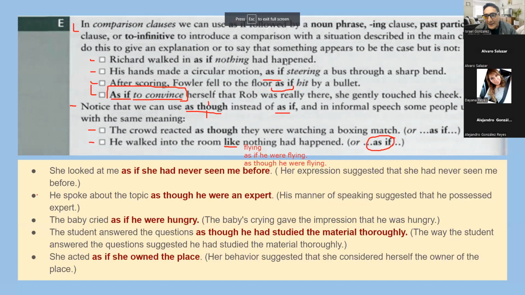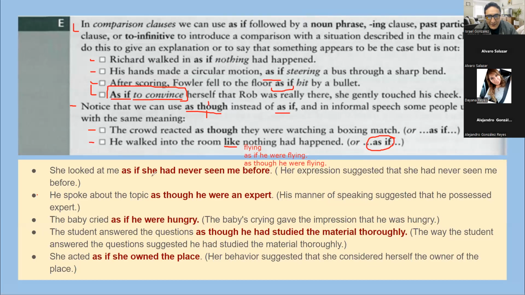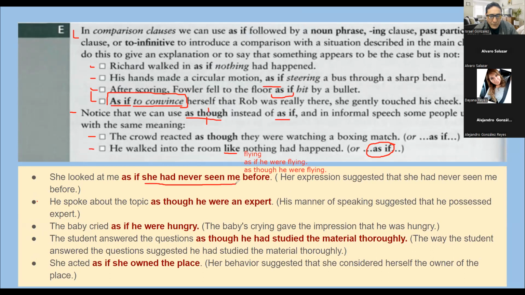Okay. In the first sentence, this is before something happened. So maybe one month ago or one week ago, you went to a party. And then you see this person, and she looked at you as if she had never seen you before. So that is why here you have past. She looked at me in that moment. And then we have the conditional here, as if she had never seen me before that party.